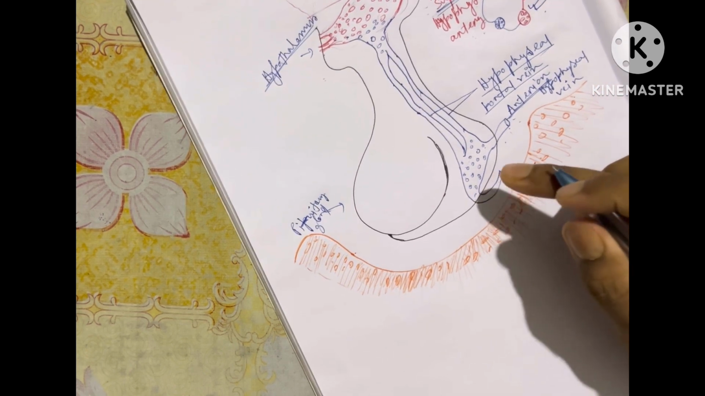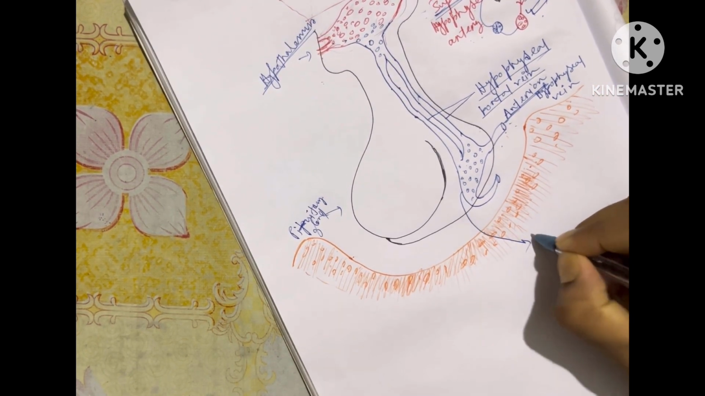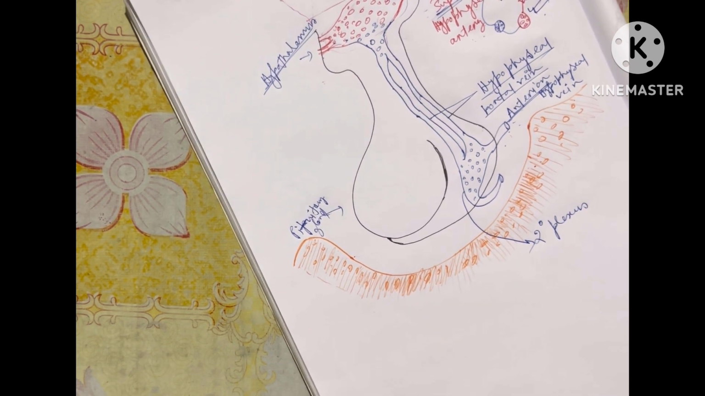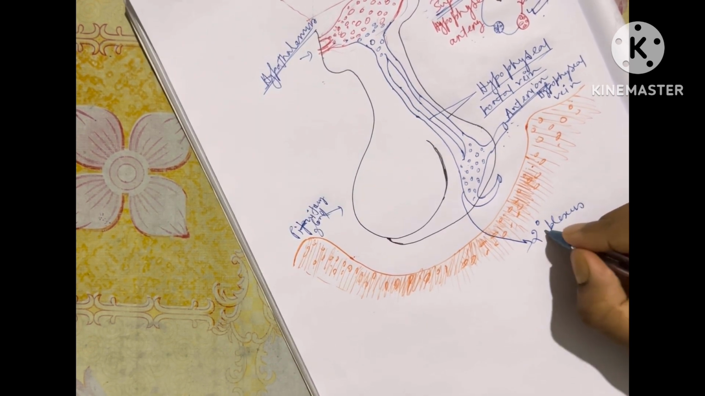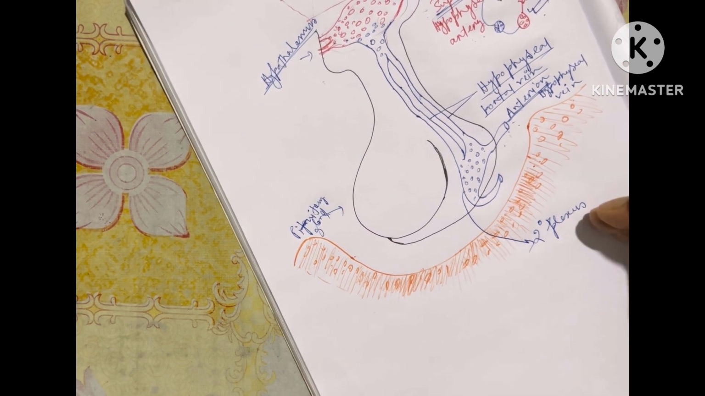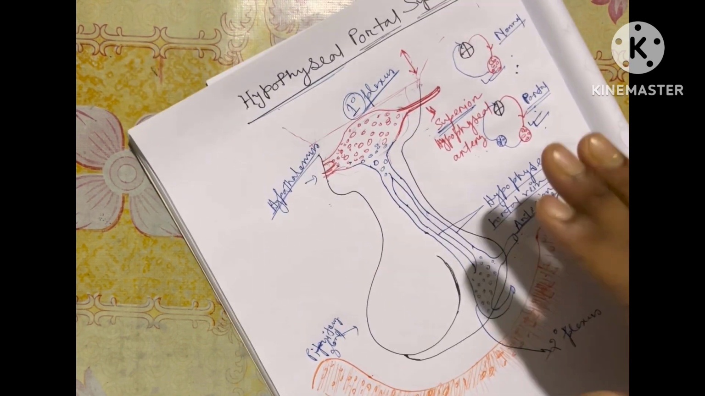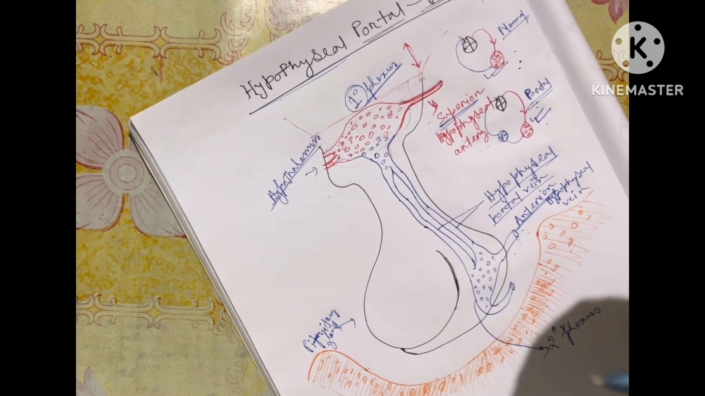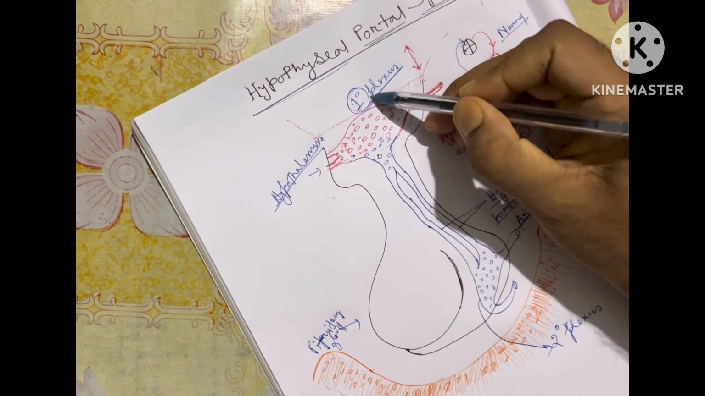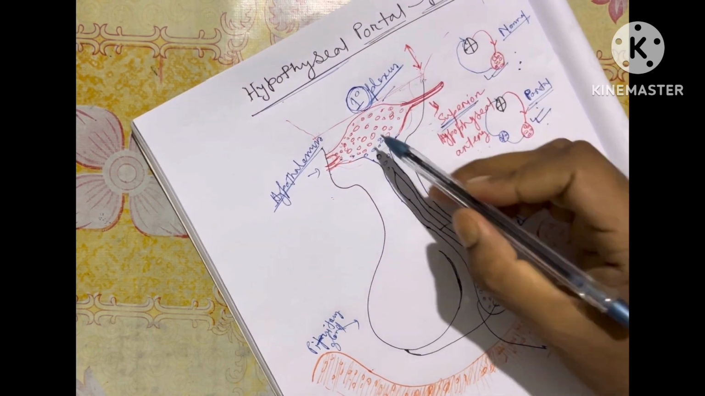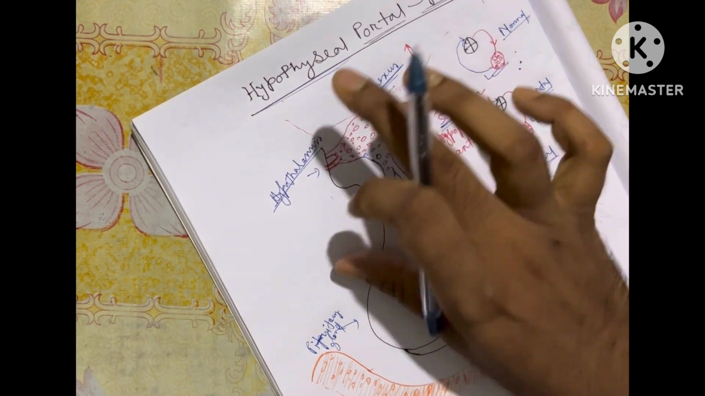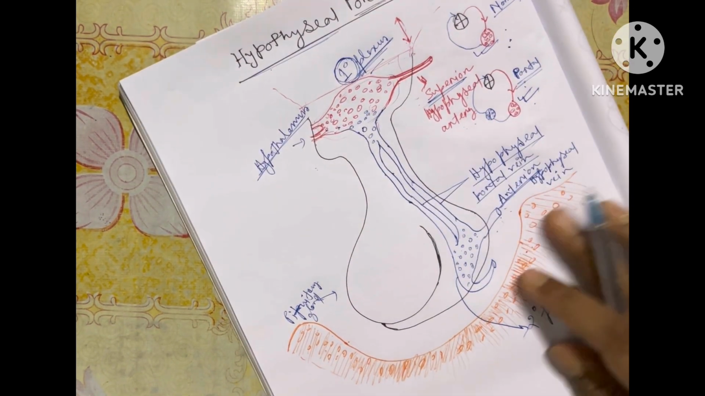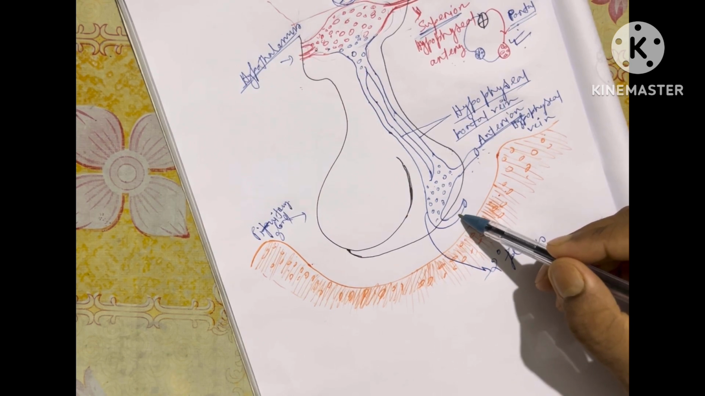And this is the secondary plexus of the hypophyseal portal system. We don't need to write hypophyseal portal system again and again, because we know it is the hypophyseal portal system. That's why I'm only writing primary plexus here. Plexus means a network of capillaries. So this is the primary plexus, and this is the secondary plexus.